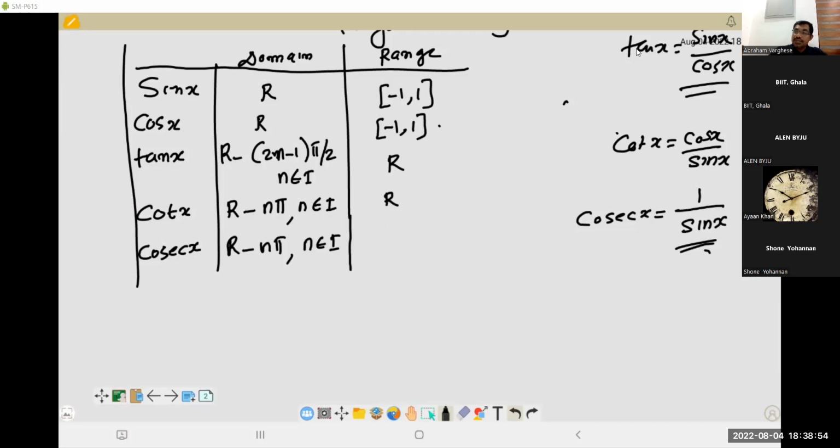What about the range? All real numbers, so that you can write minus infinity comma minus 1, union 1 comma infinity.